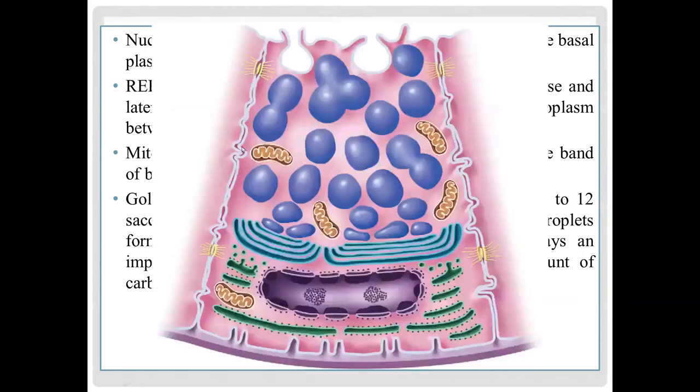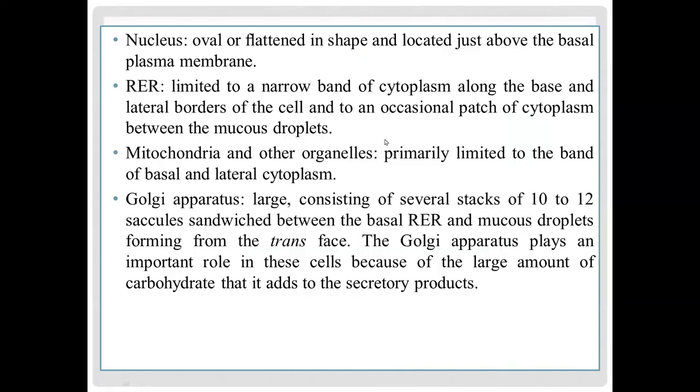So this, again, is a pyramidal shape. This is the apex, this is the apical part, and this is the basal part, and you can see this is the lumen part. So you can see the nucleus is somewhat oval, or flattened in shape, and it is sandwiched between your rough endoplasmic reticulum and the Golgi apparatus, and you can see so many mucus droplets.